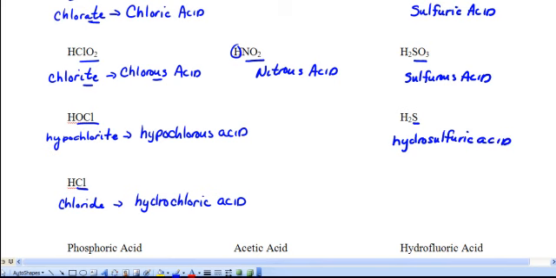Hydrosulfuric acid. All right, so the simple rules are you change your ates to ic, ites to ous, ides to hydro-blank-ic acid. In the next podcast, we're going to take names of acids and try to reform their formulas.